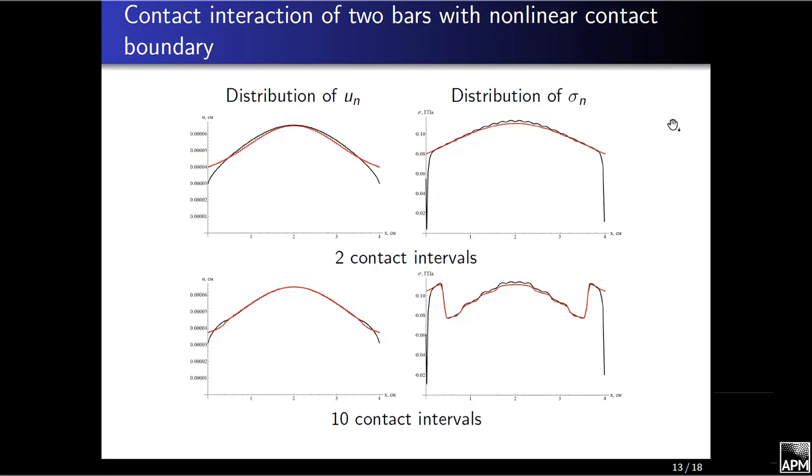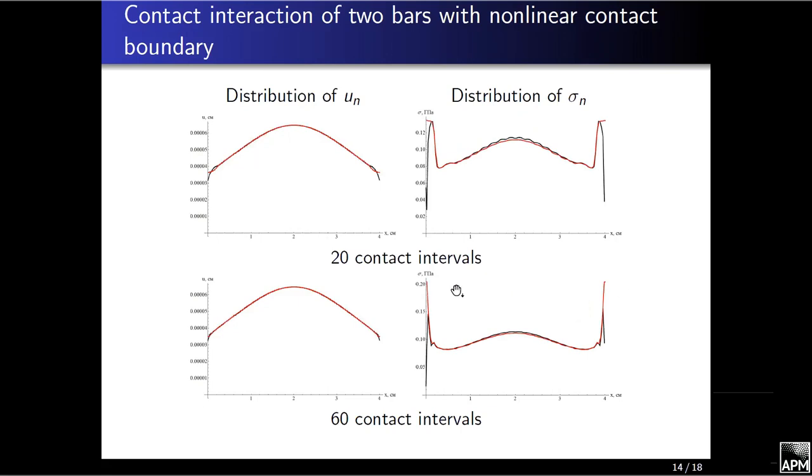Here we have distribution of normal components of displacement and stresses with calculations on 2 and 10 contact intervals. We have divergence in displacement and stresses, but if we increase the number of contact intervals, our solution improves. We have some divergence in the stresses in the corners of the system, which can be explained by stress concentrators. But we also have some divergence in the center of the system, where the vertex of the parabola is. It can be explained by the fact that this point has the maximum curvature, and apparently our method is sensitive to it.